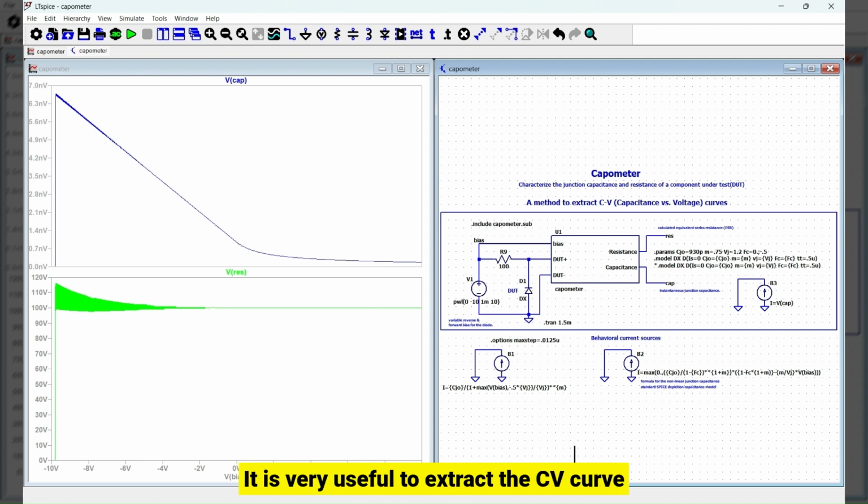It is very useful to extract the CV curve of any component. Try the circuit if you want it. I will share it with you. You can let me know in the comment section. Try it and let me know how useful you find this circuit for measuring the CV curve of any diode or any DUT.